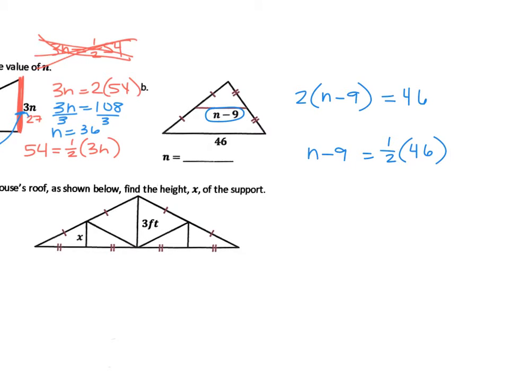Again, either one of these is correct. What is not correct is if you say half of (n minus 9) equals 46, okay? So if you solve this, n minus 9 equals 23, and then you add 9, so you get n equals 32. Questions on that?